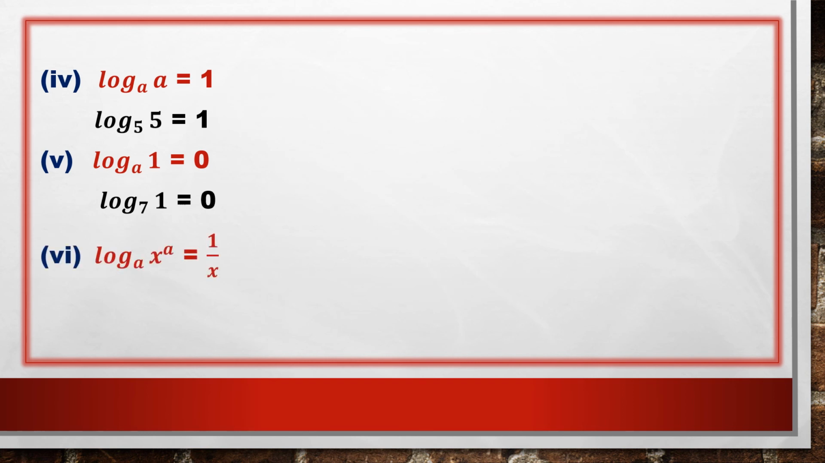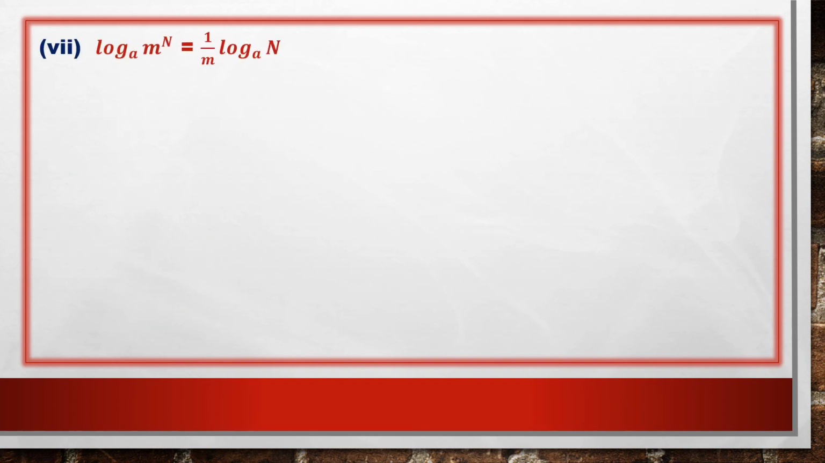Let us take this one now. Here the base and power are same. In between, if another number is there, then it will be reciprocal. Let us clarify this one with an example. Here the base and the power are 3 and in between there is 4. So I can write it as the reciprocal, 1 by 4. Let us go to the next property.